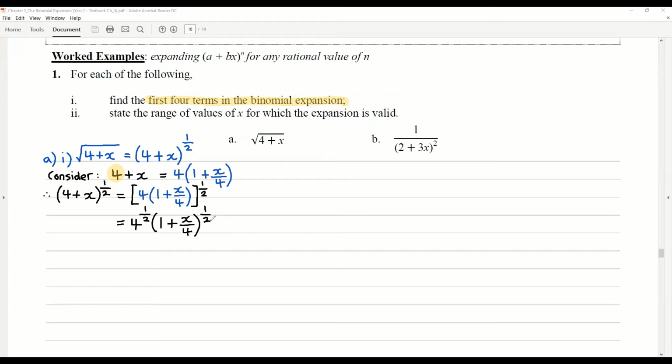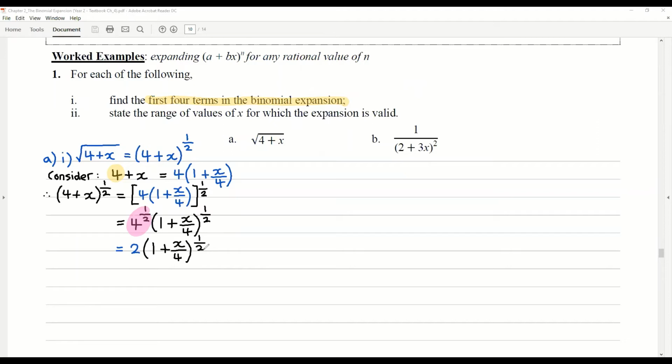Now straight away, you might have to do a little calculation here. 4 to the power 1/2 is of course 2. So we'll just write that in. So this is equal to 2. And then you've got your bracket to deal with. So this is 1 plus x over 4 to the power 1/2.